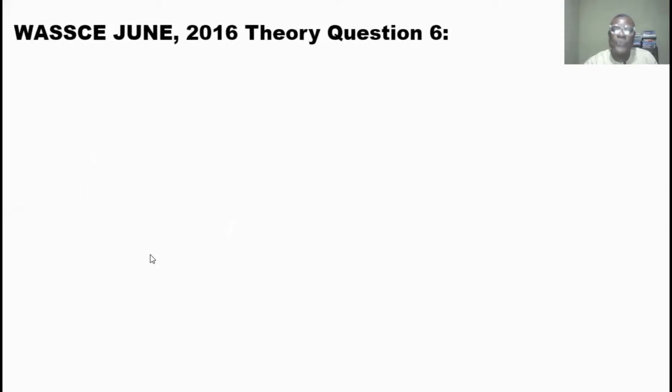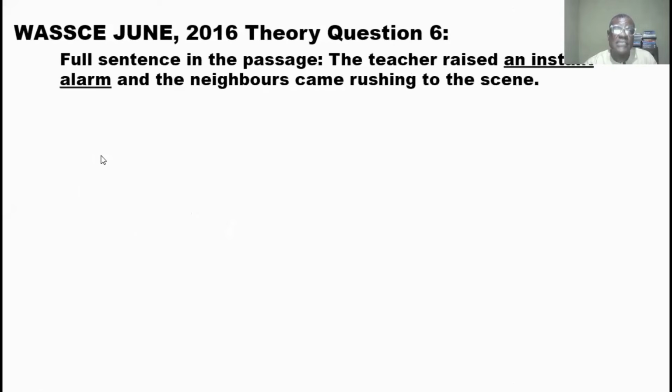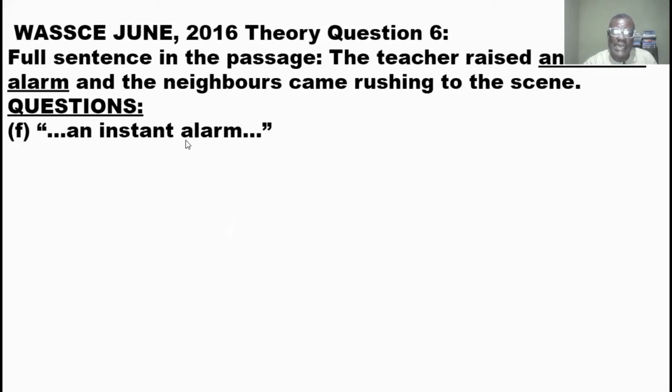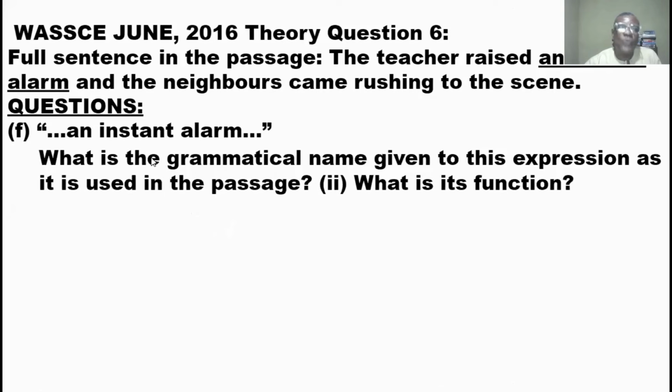The next question is taken from 2016, theory question 6. Again, the full sentence in the passage is as follows. The teacher raised an instant alarm and the neighbors came rushing to the scene. The questions are as follows. The underlined expression is an instant alarm. You can see it underlined in the passage. Then the questions are: I, what is the grammatical name given to this expression as it is used in the passage? II, what is its function? Now, let's look at the solution.